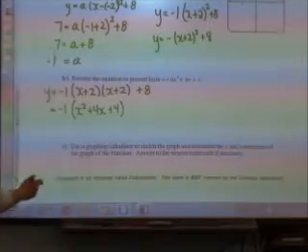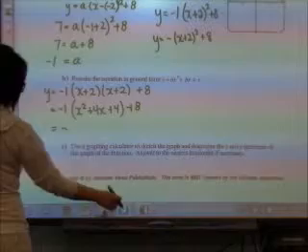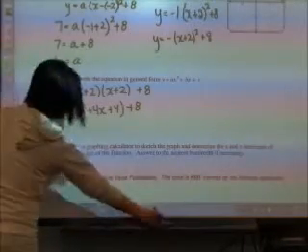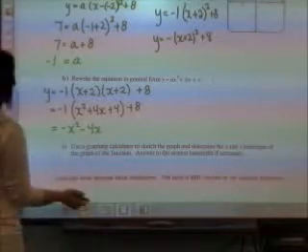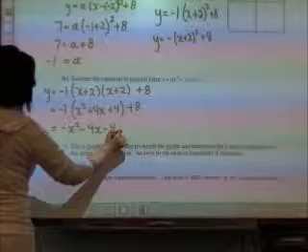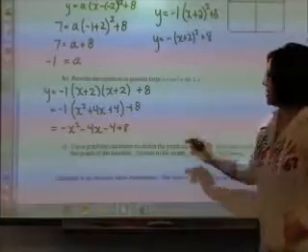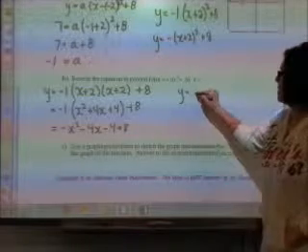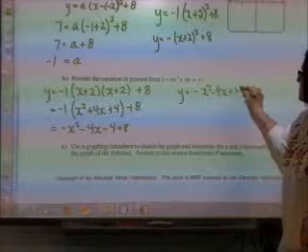Okay, to finish this up. Multiply everything by negative. I get a -x squared, a -4x. I'm going to get a -4 that when I combine with the positive 8, will leave me with a positive 4.